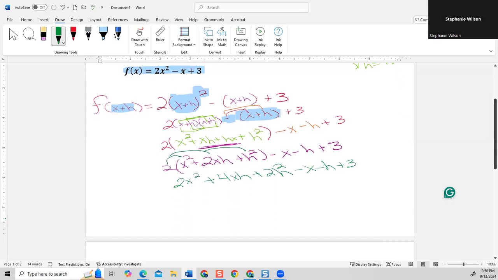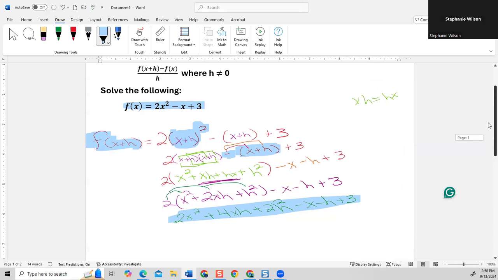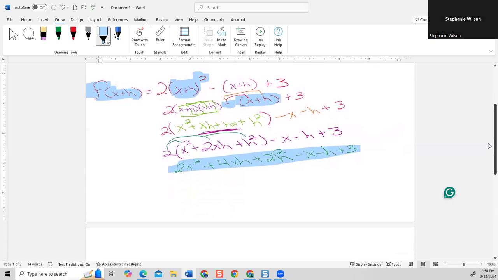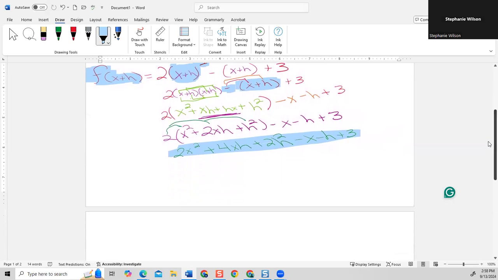We look at this one here, and we notice that there is nothing else that can be combined together. No more like terms, so this one's done. This is what we got here. When we go back and look at the definition, we got part of it. And then it says minus the f of x function. So what I'm going to do is rewrite everything.